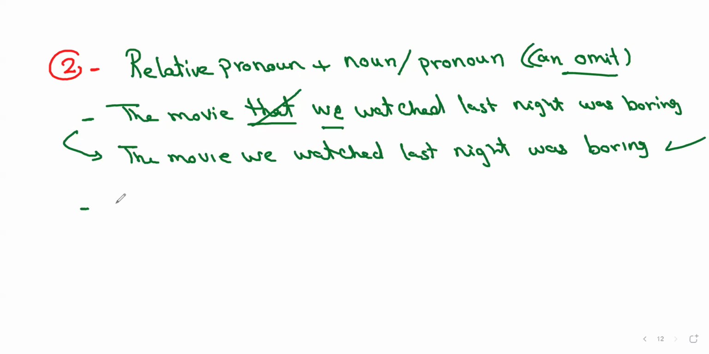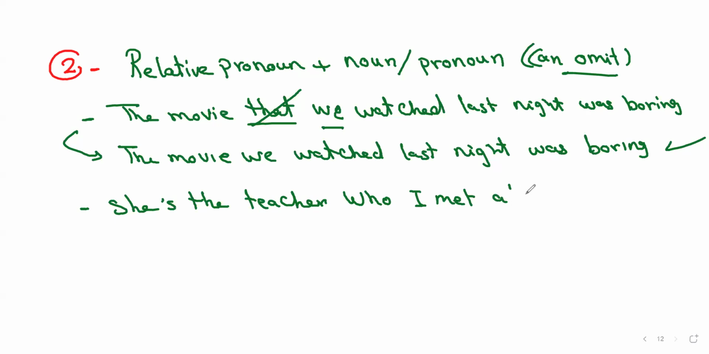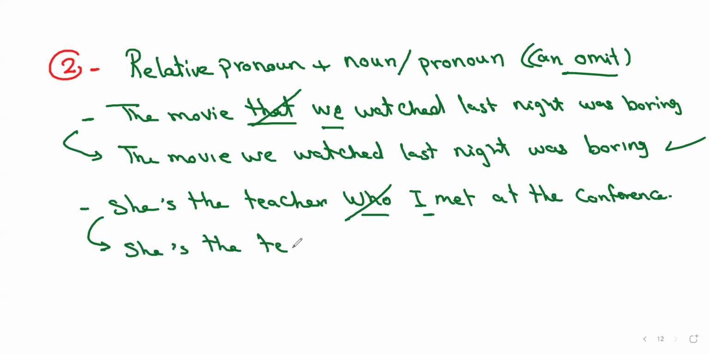See another one. She is the teacher who I met at the conference. Okay. Who I. So I can omit it. She's the teacher I met at the conference. Omit who, no problem.